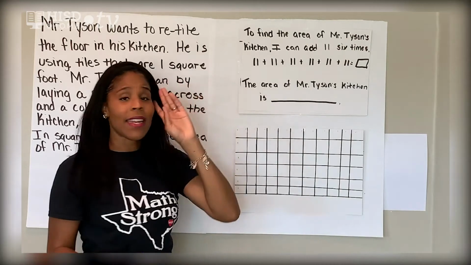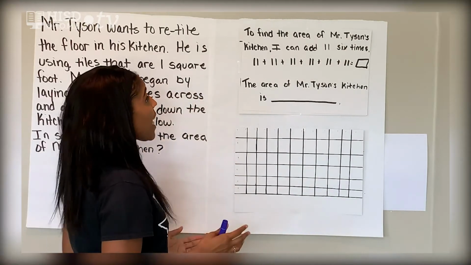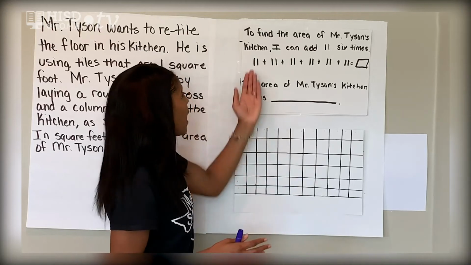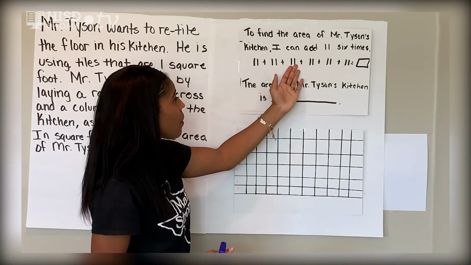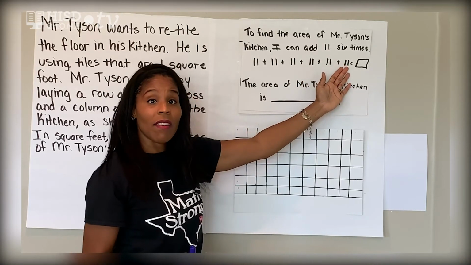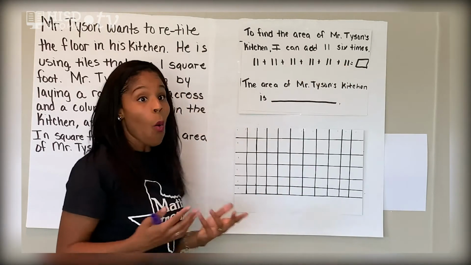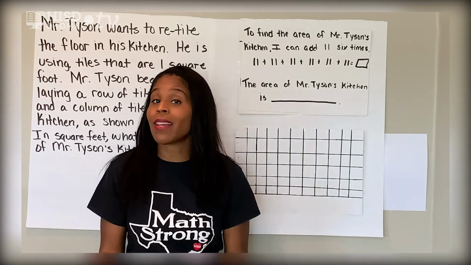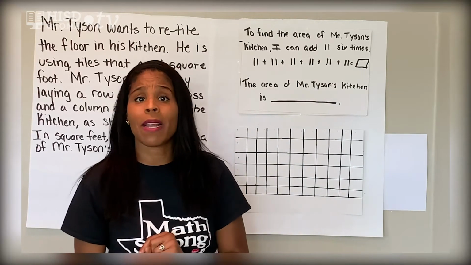So to find the area of Mr. Tyson's kitchen, I can add 11 6 times. 11 plus 11 plus 11 plus 11 plus 11 plus 11. Literally, or I could use my doubles. There are 2 strategies that I could do. I could do my repeated addition, or I can also use my doubles.